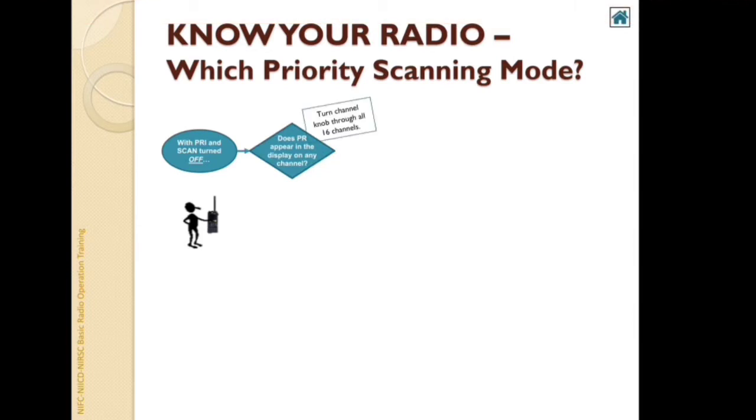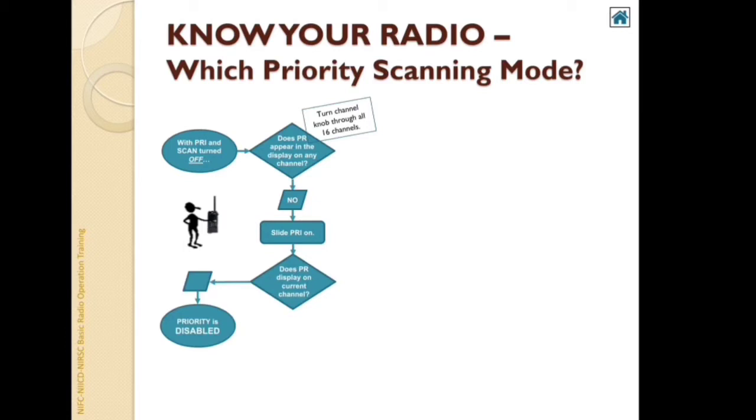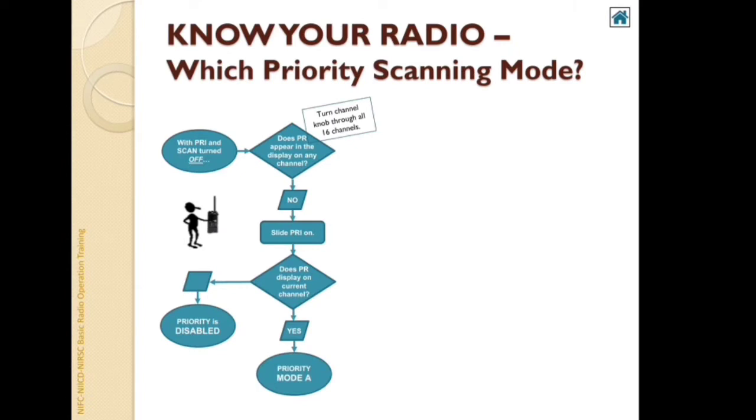Does priority appear in the display? And that's that PR in the upper left hand corner, and it says scroll through all 16 channels, see if you see priority anywhere. If you don't see priority, slide the priority switch on. Does it display on the current channel? If not, priority is disabled. Okay. If it does, then it's priority mode A.